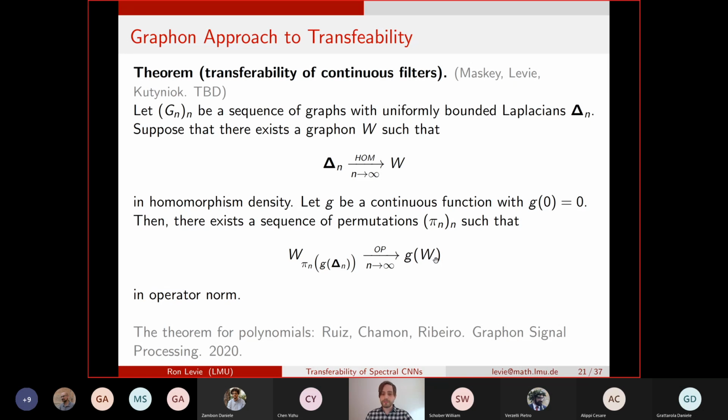Here G of W is in the functional calculus sense. It's not a composition of a function on a function. We think of W as a kernel operator. W is the continuous shift operator, a continuous version of a matrix multiplication. This theorem we are going to put on arXiv very soon. It is not yet published.